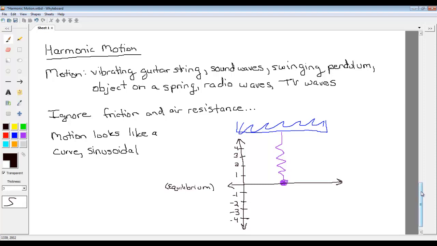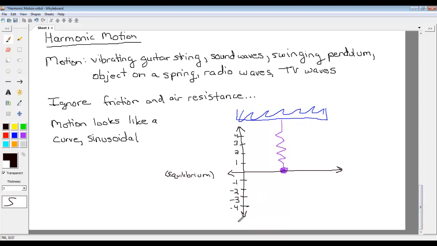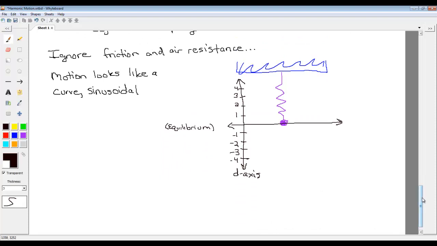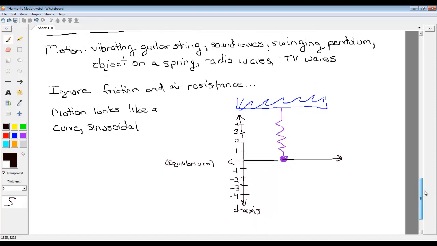So this is the d-axis, the distance axis. How far is this object displaced from equilibrium? And then this direction is time. As this is bouncing up and down over time, you're going to see a wave being traced out like that as it's bouncing up and down. So we want to see how to model that.